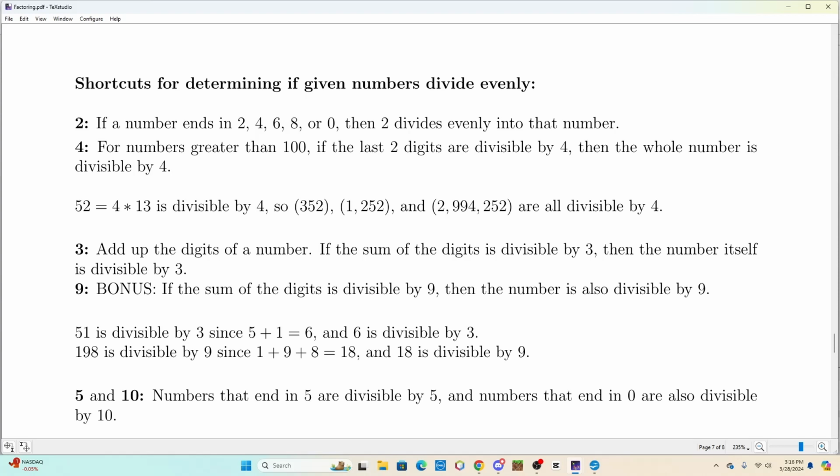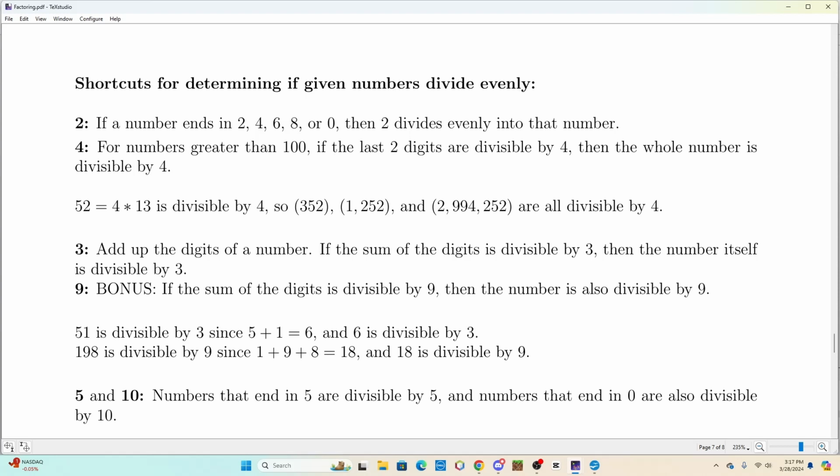Shortcuts for various primes. 2 divides into a number if that number ends in 2, 4, 6, 8, or 0. 4 divides into a number if it successfully divides into the last 2 digits of the number. This is only helpful for numbers with 3 or more digits, those greater than 100. 52 is divisible by 4 since 13 times 4 is equal to 52. So 352, 1252, and the third number on the screen are also divisible by 4.